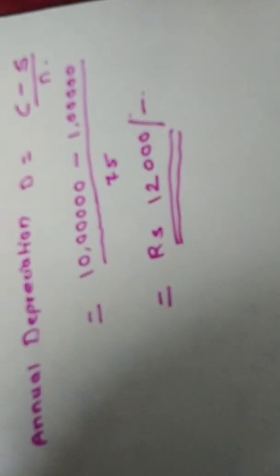Now see here my friends. We have calculated it as rupees 12,000 per year. Now 12,000 into 75 will be equal to 9 lakhs, plus 1 lakh of scrap value, so the total will be 10 lakhs. In this way we can even check the problems that we have solved. In this way we calculate the annual depreciation using the straight line method.